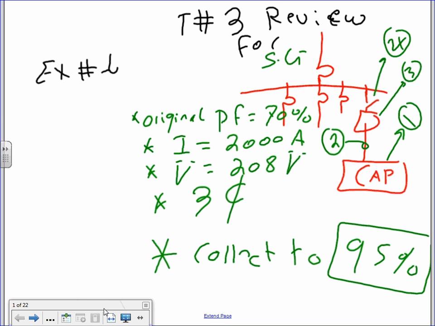Original power factor, 70%. The amp of this switch gear is 2000. The voltage is 208, three-phase system. And you are to correct the power factor to 95%, guys. That's your goal. And then after you correct the power factor, you have to size the following. Number one is the capacitor size. Number two is the cable that's going to the capacitor. Number three is the fuse. And number four is the disconnect.